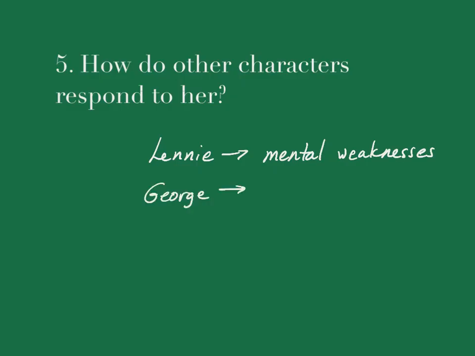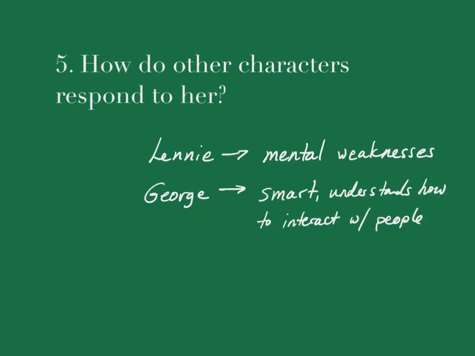George, on the other hand, although the boss does question George somewhat, George is able to convince the boss, and the boss eventually goes along with all the things George says. So that tells us that George is smart. He understands how to interact with people in a way that will get him the things he needs. And all that comes from the way the boss responds to Lenny and George.